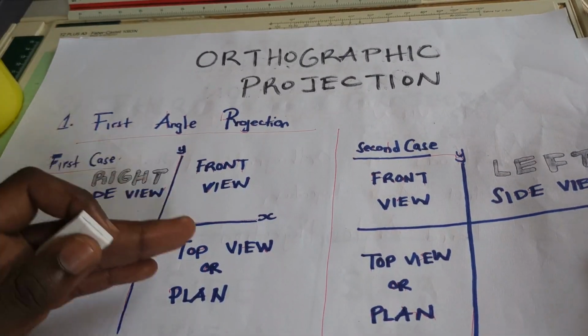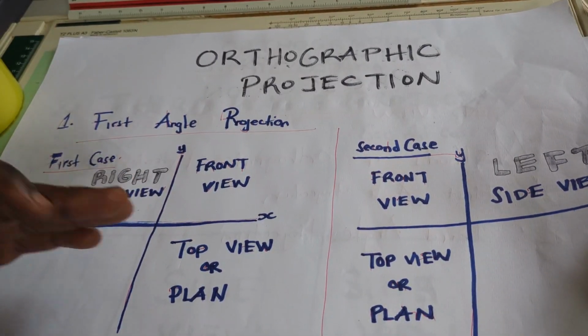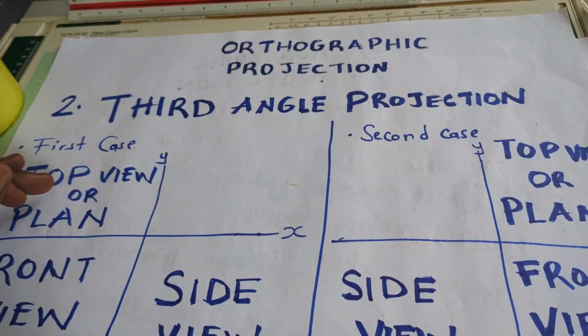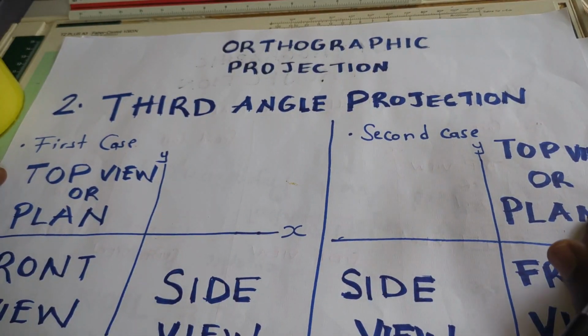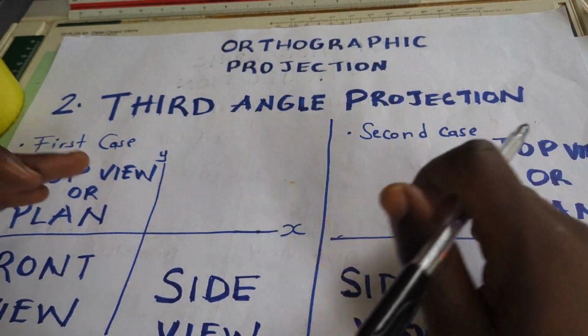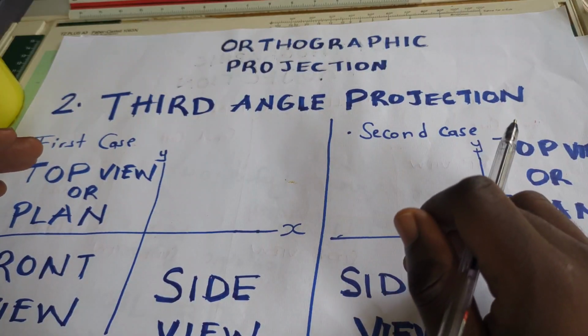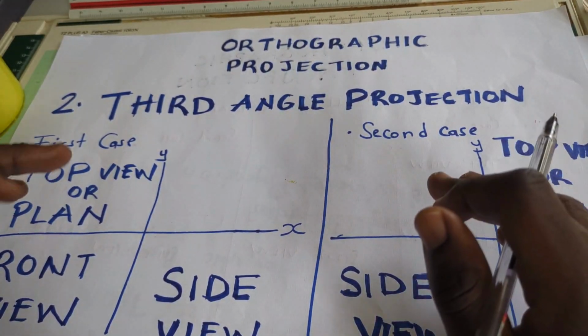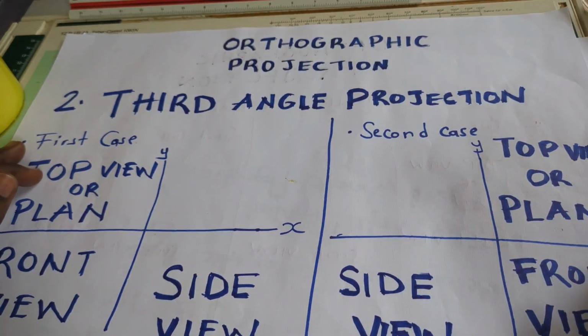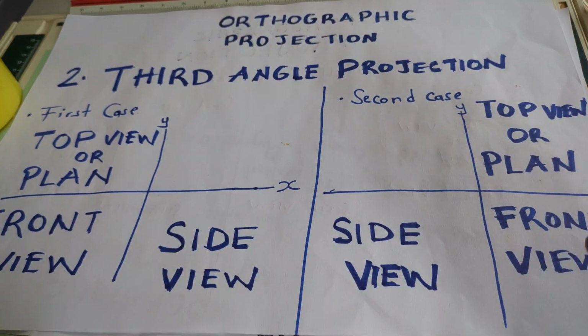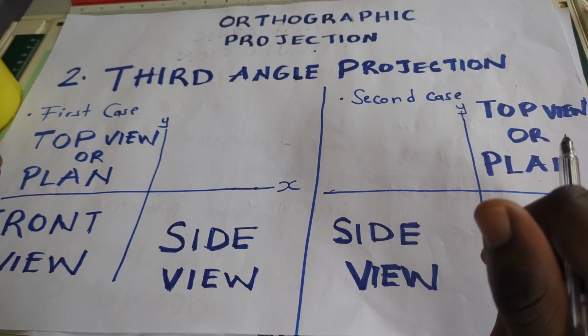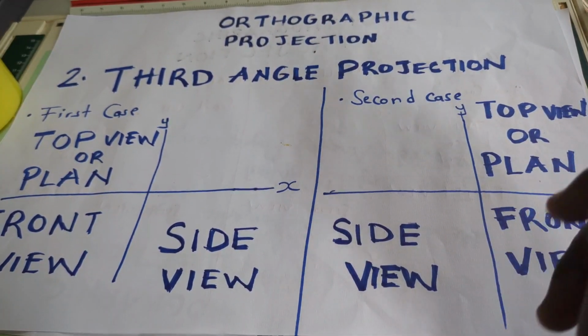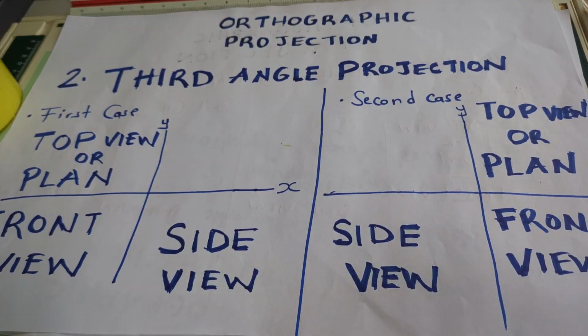Then after seeing the first angle projection, let us see the third angle projection. Now here, we are also going to see two cases on the third angle projection. The first case, we are also going to talk about when the view is at the right and at the left. So for the first case on our third angle projection, we are going to use the same diagram.